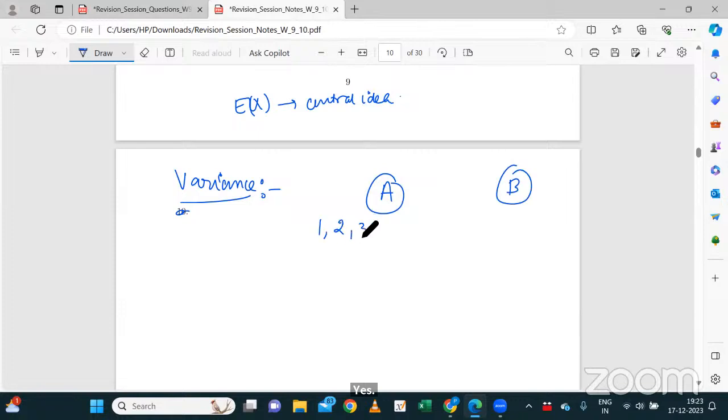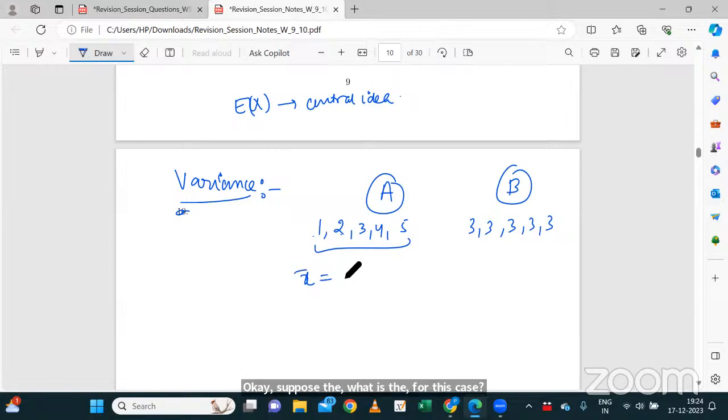Okay, so let's say the annual packages of 5 students in university A are 1 lakh, 2 lakh, 3 lakh, 4 lakh, 5 lakh. In university B, let's say 3 lakhs each. What is the average for this case? Let's say X bar is 3. And in the other case, also 3. Now you can simply give me the information that on an average, annual packages are the same in both colleges.